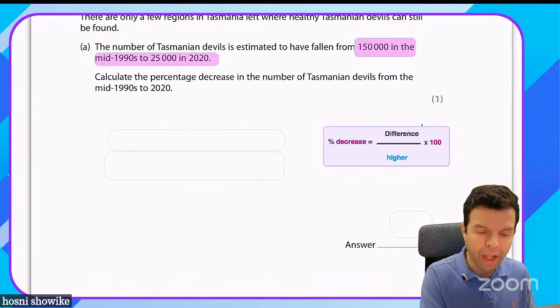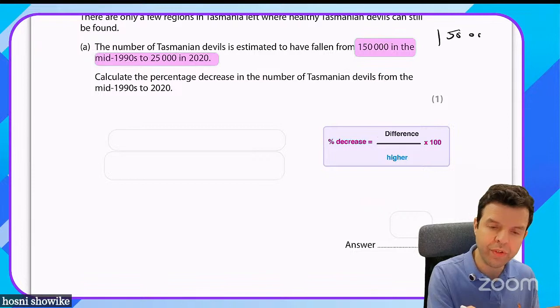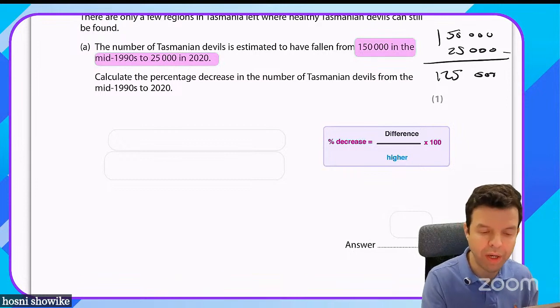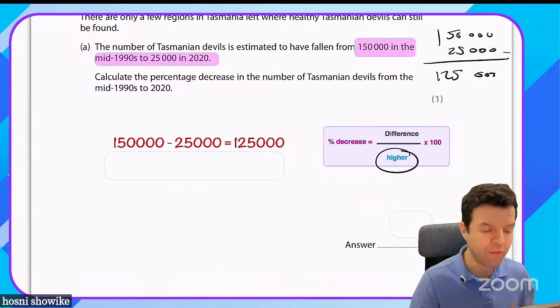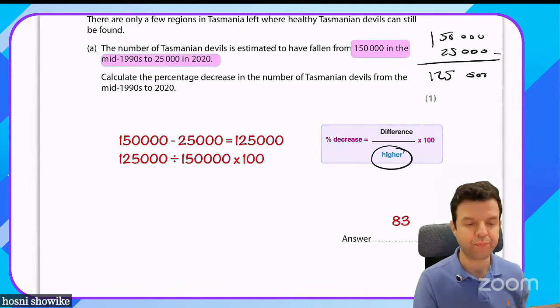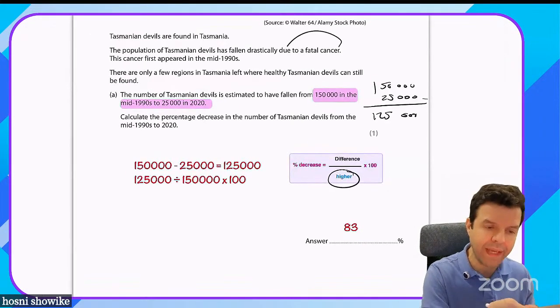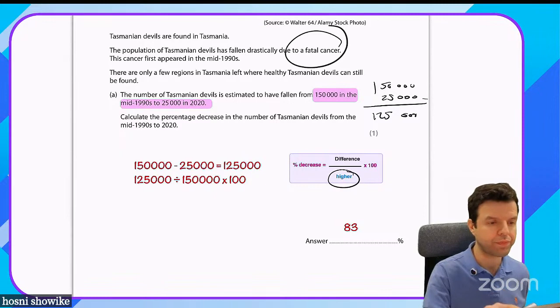So I'll find the difference in the numbers, meaning I'll find 150,000 minus 25,000. That is 125,000. And I'll divide this value by the higher value, which is 150,000. So again, I'll find the difference first, and then I'll divide by 150,000. And that is my final answer. 83% decrease in the number. That's a massive decrease. So it appears that this cancer the animal is suffering from is reducing their number. Okay?